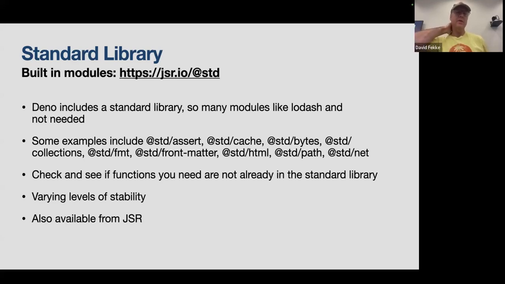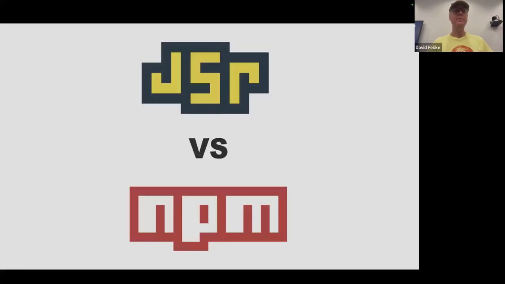Something else I was going to mention here is that depending on the age of the library, there's going to be varying levels of stability. So something that's brand new is probably not going to be as stable as something that's been in there for 4 years. And all this stuff is also available in JSR. So if you want to include this, you can do an npmrc file, add the JSR there, and then bring them in that way as well. So that kind of brings us to this part, JSR versus npm.